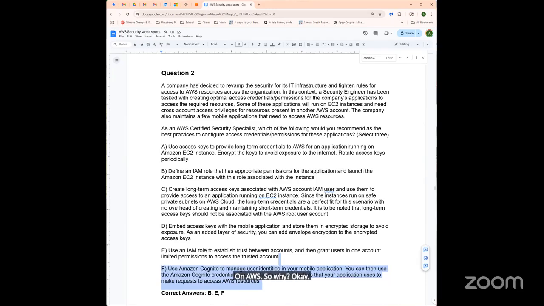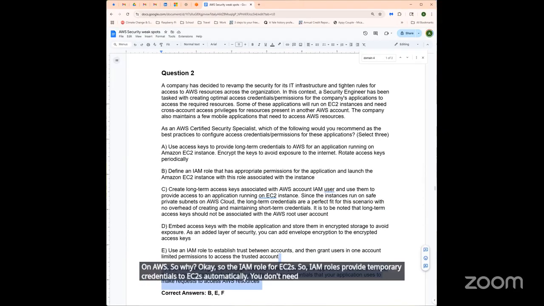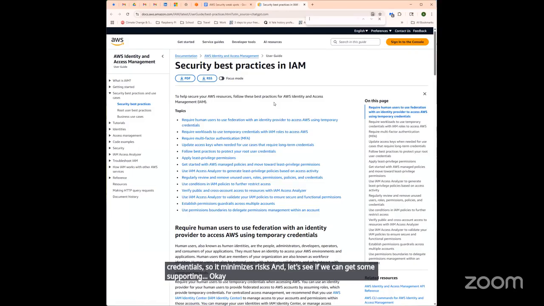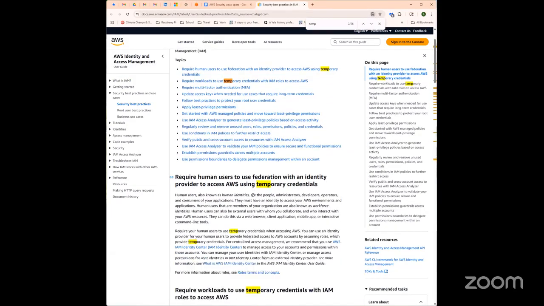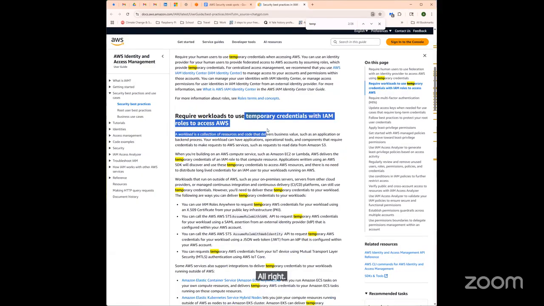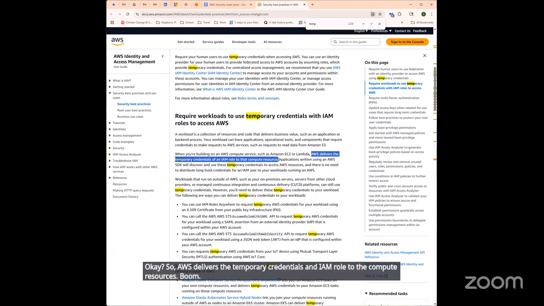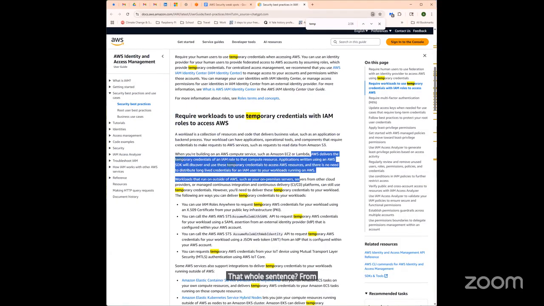Okay, so the IAM role for EC2s. IAM roles provide temporary credentials to EC2s automatically. You don't need to store long-term credentials, so it minimizes risks. And let's see if we can get some supporting documentation. All right, temporary credentials for IAM workloads with IAM roles. This is right here in the header. Okay, so AWS delivers the temporary credentials of the IAM role to the compute resources. Boom, that's it right there. Applications written using the AWS SDK will discover these temporary credentials to access AWS resources. That whole sentence from top to bottom, that covers it.